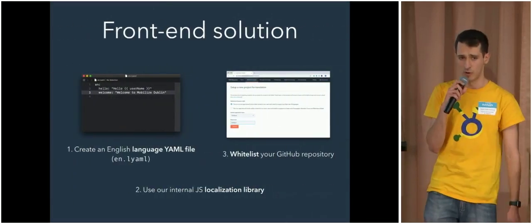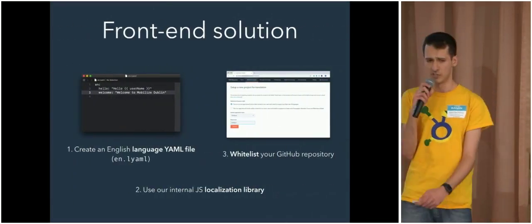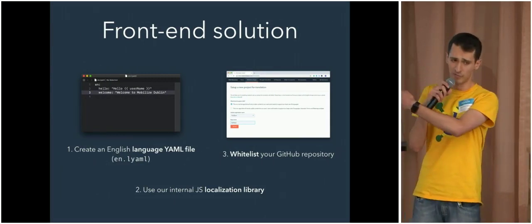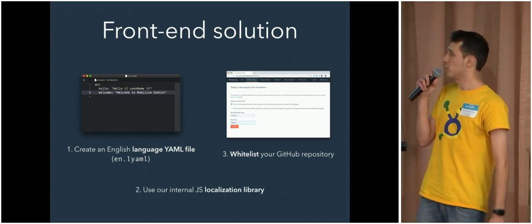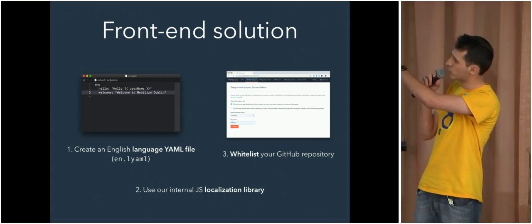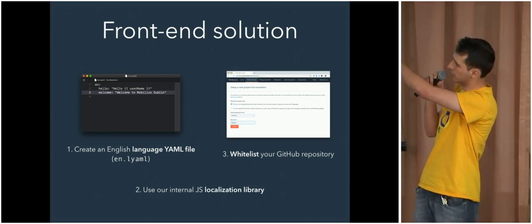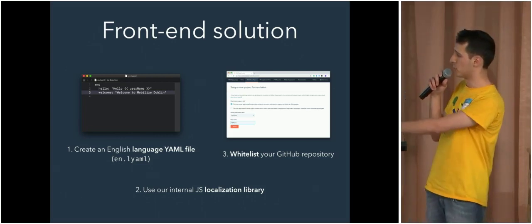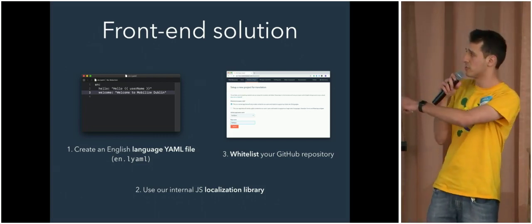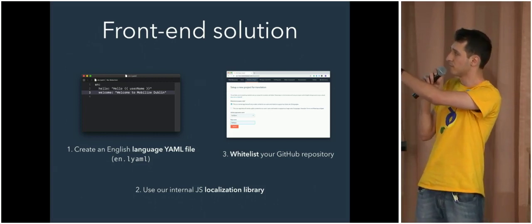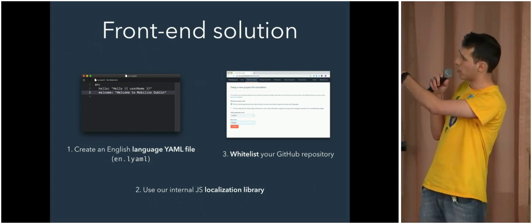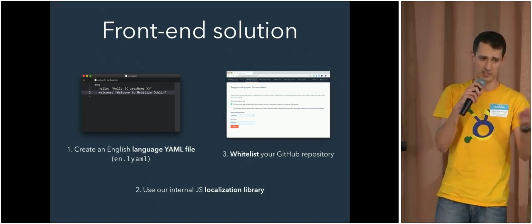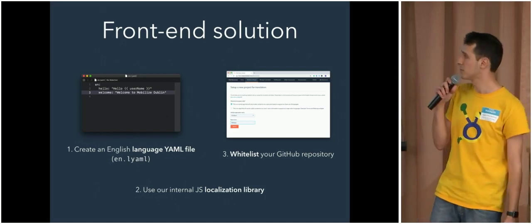Let's say you have your own web app, and you want to translate your app. You're going to create something called an English YAML file, a language YAML file. This has all your strings and also some strings with parameters, like the username. After you create this file, you're going to import our internal localization library and start using these strings from this file in your code. You're basically going to replace your strings with strings from the file. This is pretty standard, like you guys did this before with other tools.